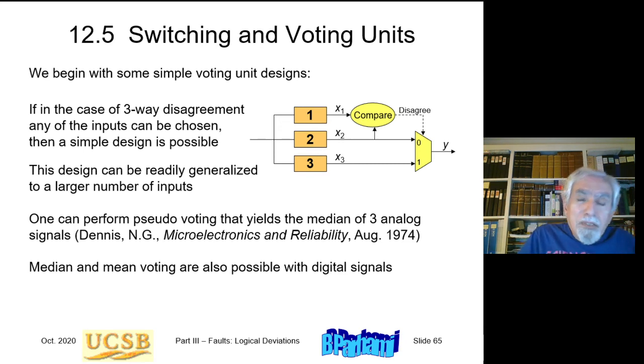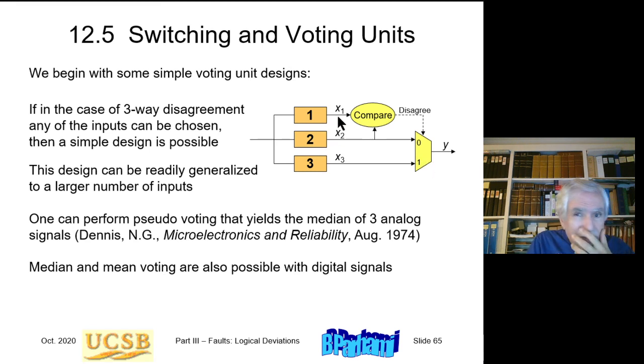Okay, this is one of my favorite topics, because in my own research, I've considered the design of voting units. So this is the simplest possible majority voter unit design. If you have 3 values on which you want to vote, you compare x1 and x2. If they disagree, the signal will be 1, so you use the third output. If they agree, then the signal will be 0, and you use this one. So this is a voter that consists of a comparator and a multiplexer.